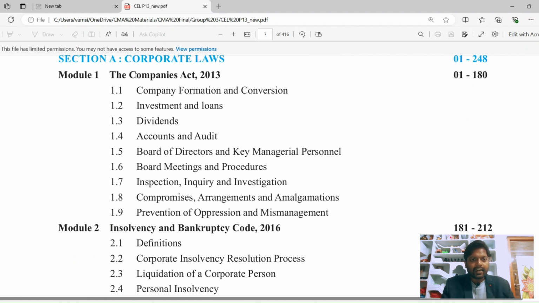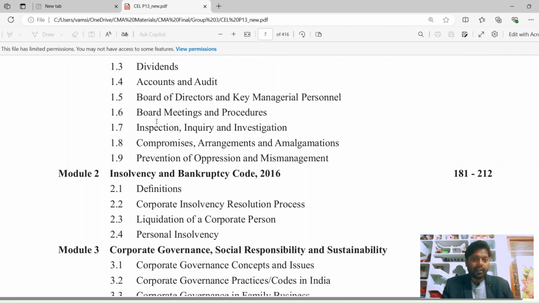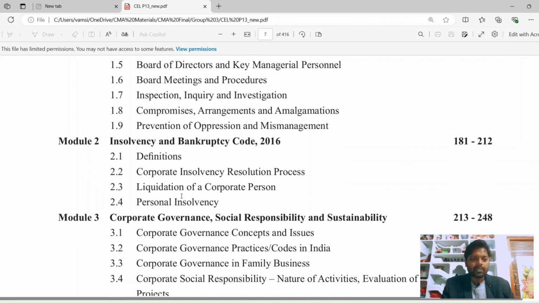The Companies Act contains the following subtopics: 1.1 Company formation and conversion, 1.2 investment and loans, 1.3 dividends, 1.4 accounts and audit, 1.5 board of directors and key managerial personnel, 1.6 board meetings and processes, 1.7 inspection, inquiry and investigation, 1.8 compromises, arrangements and amalgamations, 1.9 prevention of oppression and mismanagement.